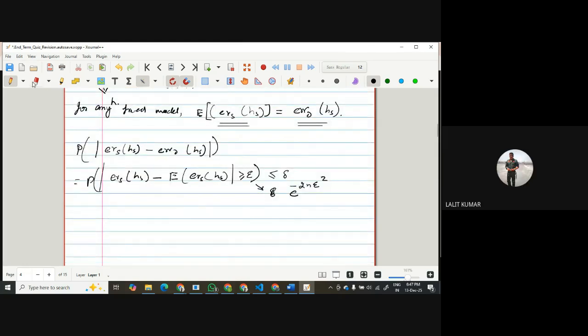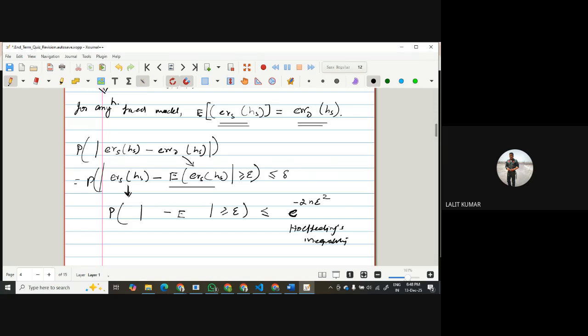Okay. In the last part, I'm saying that we want to bound our error. This is my model which I have selected, and the expectation of this error is nothing but error_D(h_S). So I have replaced error_D(h_S) by the expectation, and Hoeffding says that if the model's error minus the expected value is greater than or equal to epsilon, the probability is less than e to the power minus 2n epsilon square. This is Hoeffding's inequality.